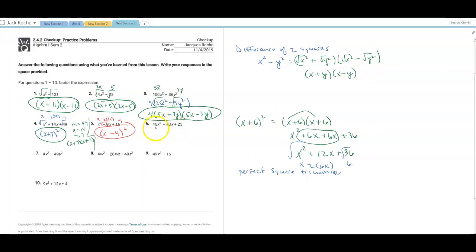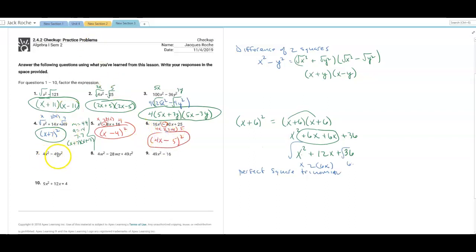This one here, the square root of 16x squared is 4x. The square root of 25 is 5. If I multiply these together, I get 20x. And if I double it, do I get that middle term? Yes. Okay, so what happens here is I know this is going to factor out to 4x. Since this sign is negative, I'm going to go minus 5 all squared.